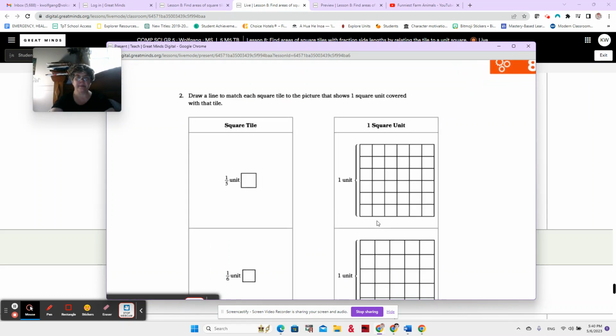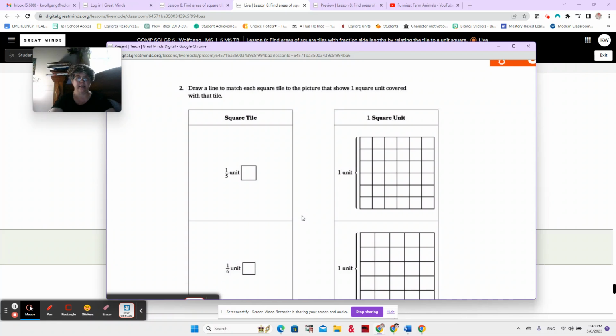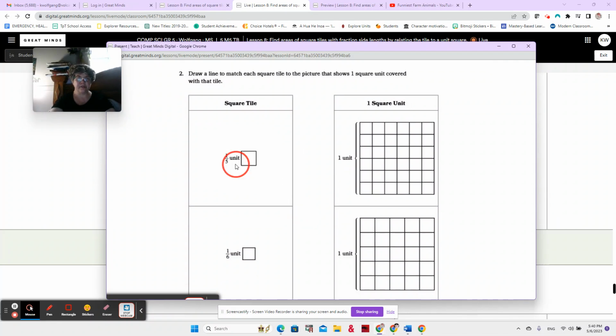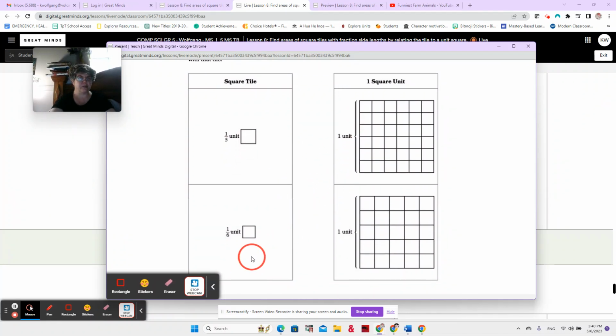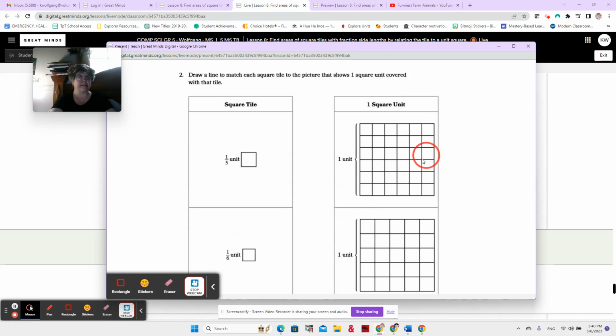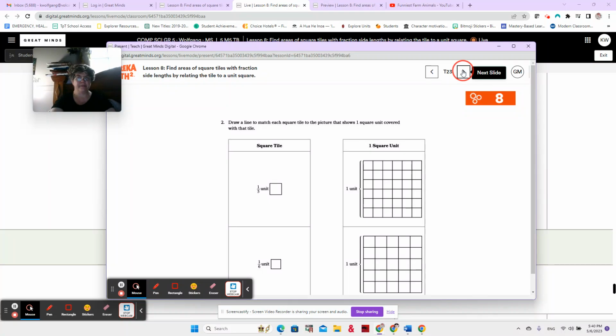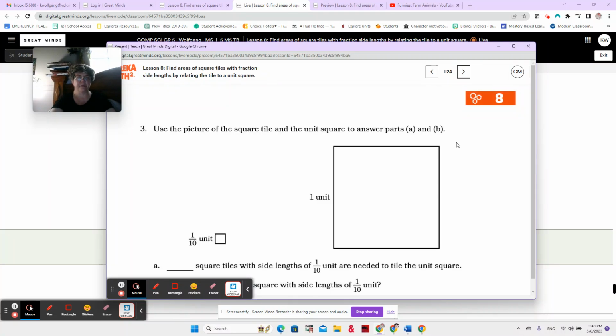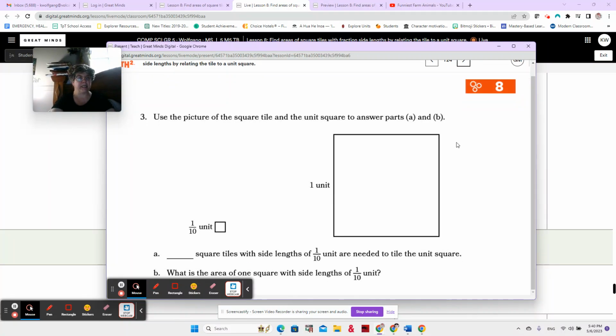And draw a line to match the square tile to the picture that shows one square unit covered with that tile. So if this is 1/5, which one has 5? If this is 1/6, which one has 6, right? Okay, thinking it through, sometimes in a bit of a different way than what we did in the lesson, because we're extending your thinking in different ways. All right, thanks for your hard work.